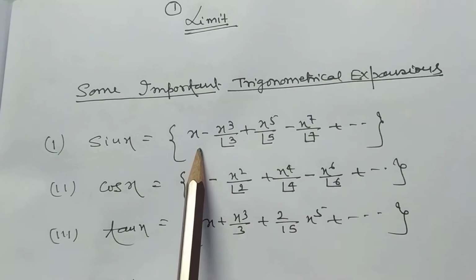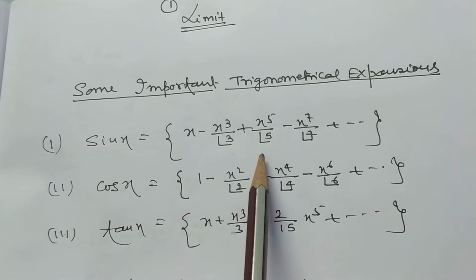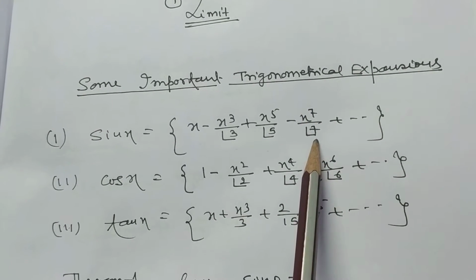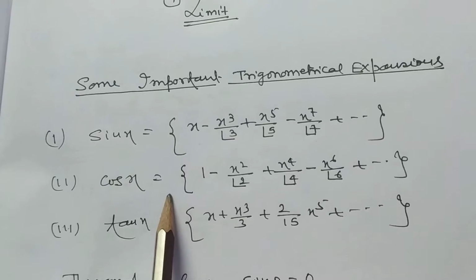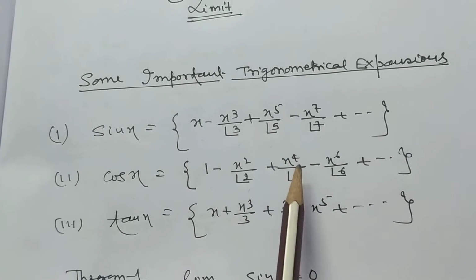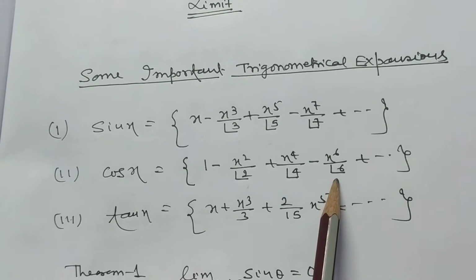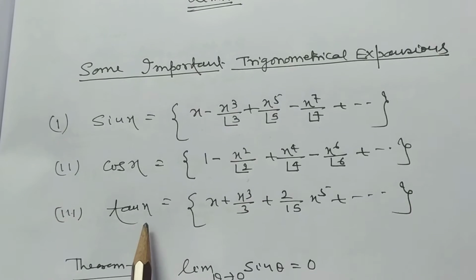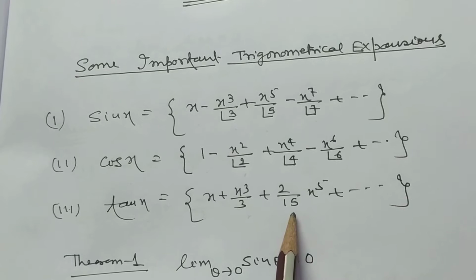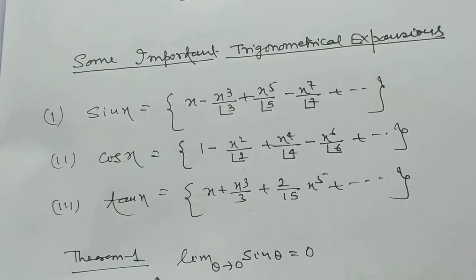Sin x is equal to x minus x cube by factorial 3 plus x to the power 5 by factorial 5 minus x to the power 7 by factorial 7. Cos x is equal to 1 minus x square by factorial 2 plus x to the power 4 by factorial 4 minus x to the power 6 by factorial 6 plus so on. And tan x is equal to x plus x cube by 3 plus 2 by 15 x to the power 5 plus so on.